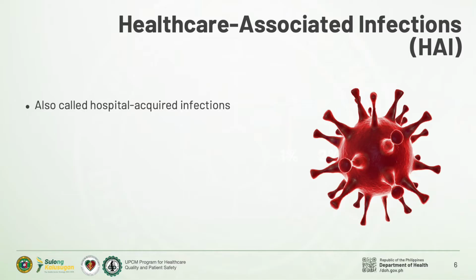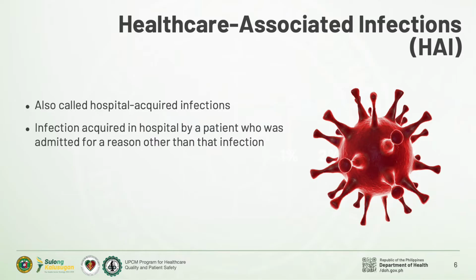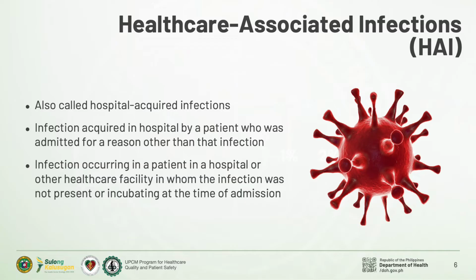Healthcare-associated infections, also called hospital-acquired infections or HAIs, include infections that are acquired in the hospital by a patient who was admitted for a reason other than that of the infection itself. It's also defined as an infection occurring in a patient in a hospital or other healthcare facility in whom the infection was not yet present or incubating at the time of admission. It also includes infections that are acquired in the hospital but appear only after discharge, as well as occupational infections among the healthcare staff.